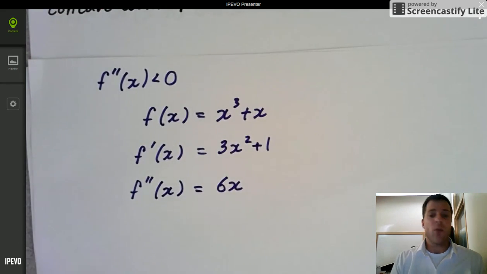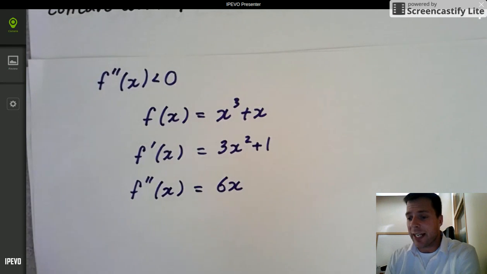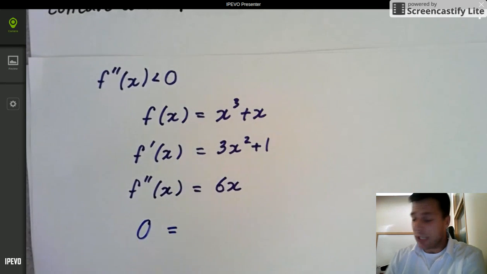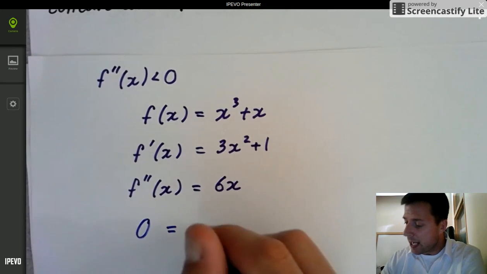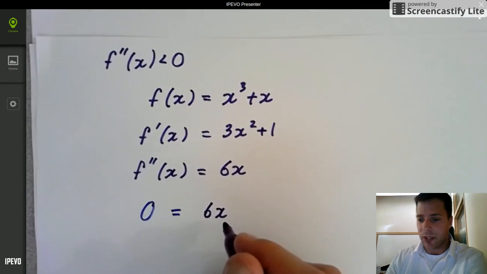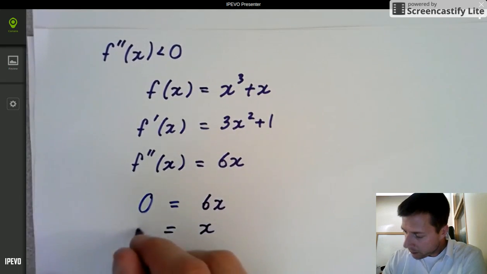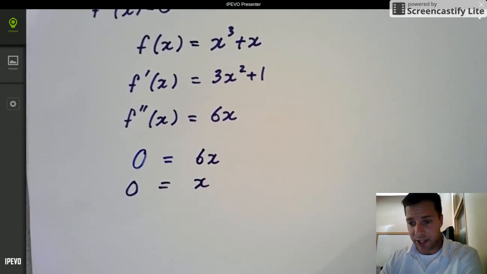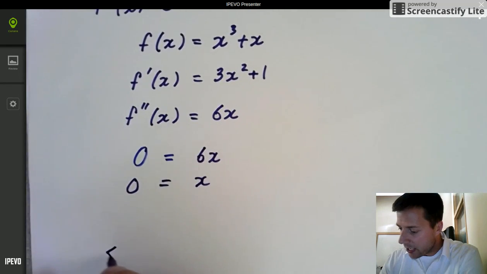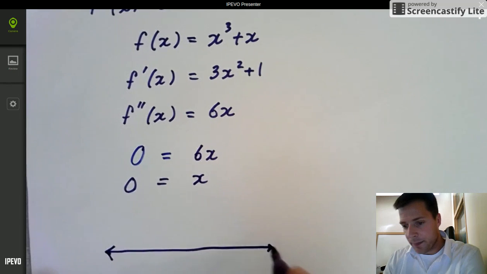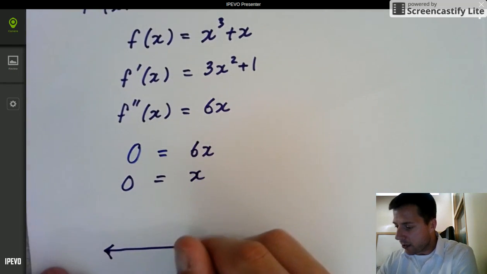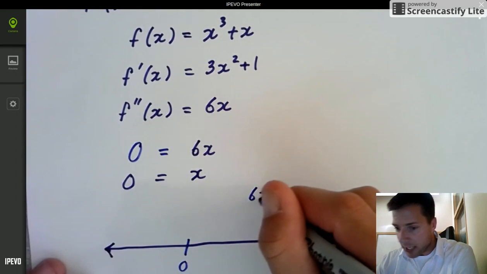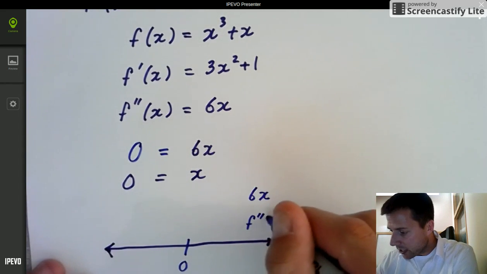If I want the concavity, I've got to look for possible points of inflection, so I'm going to set the second derivative equal to 0. The only time this is possible is when x is 0. Now, here's the important part. We're going to do what they call a sign line, or sign analysis. I'm going to draw a line and put on there my 0, then put 6x up top, and then the value of the second derivative.